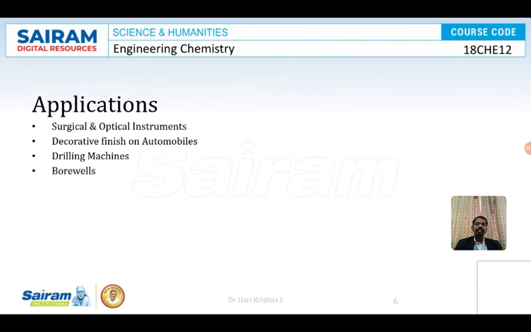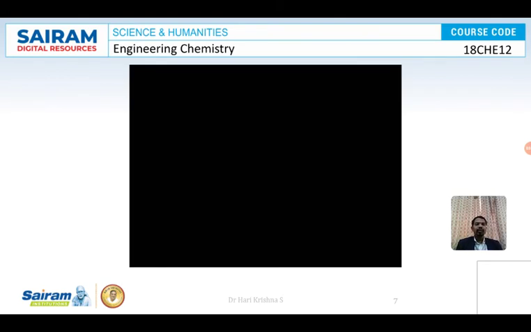So the applications: decorative chromium is used in surgical instruments and optical instruments. Your optical glasses might be chromium plated. Your surgical instruments, maybe scissors, maybe forceps, everything will be coated with chromium. Decorative finish for automobiles: your mirrors, your dashboards, mud guards, everything will be chromium plated. Hard chromium plating is given for drilling machines and bore wells. A small video shows the chromium plating: the bullet handles, the petrol tank, the mirror, everything is given chromium plating.